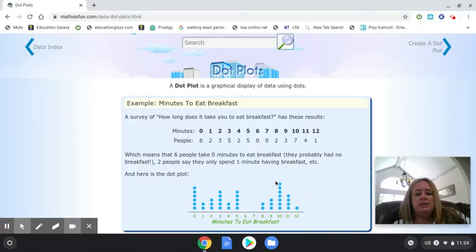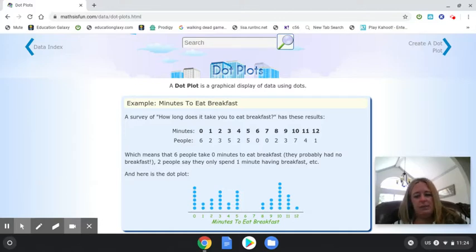And then the dots, what do they represent? Can somebody tell me? What do the dots represent? Good. The dots represent the people that they surveyed. So if I count up all of these dots right here, that is the amount of people that they surveyed. Okay, so there are 4 people that took 11 minutes.